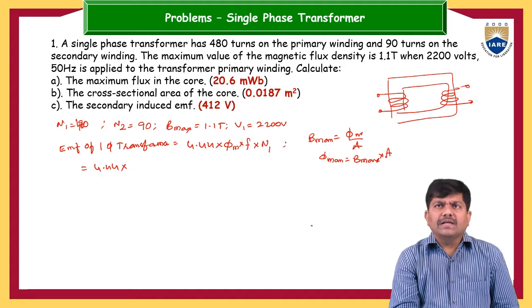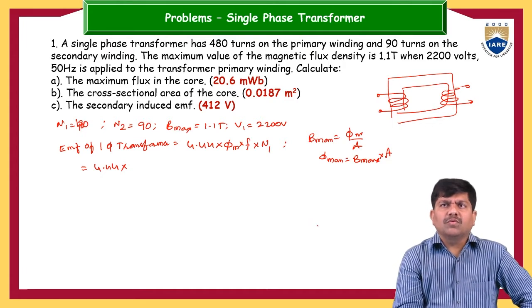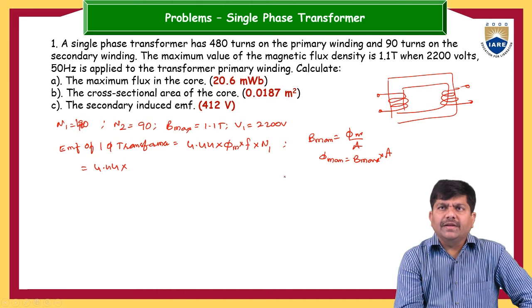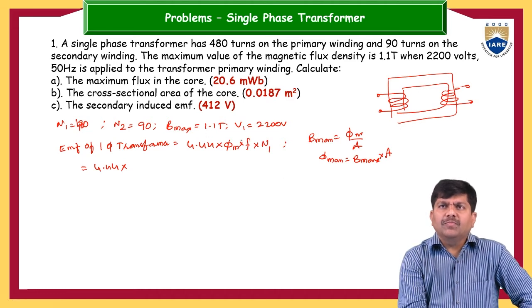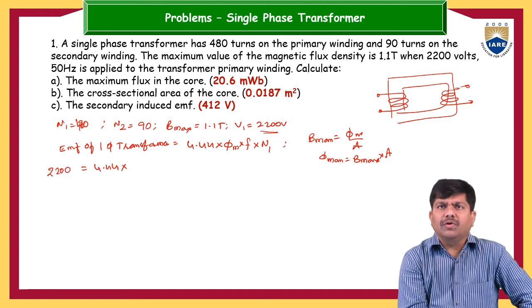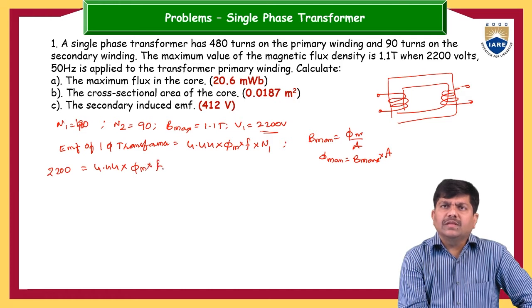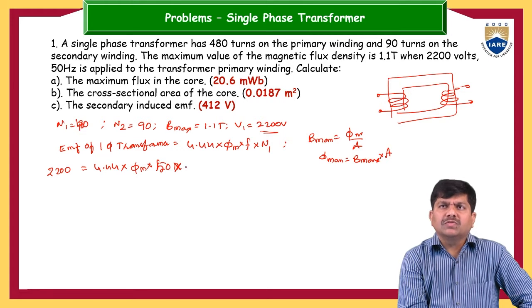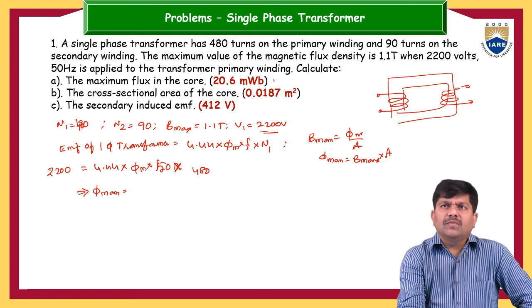The next one is the maximum flux in the core. How can it be calculated? Here the EMF of the primary is 2200, as given. So on the left side we write 2200 is equal to 4.44 into phi max into f, which is 50 Hz, into the primary turns, that is 480. If you simplify this expression, you get phi max, which is 20.6 milliwebers. So this is about the first bit.